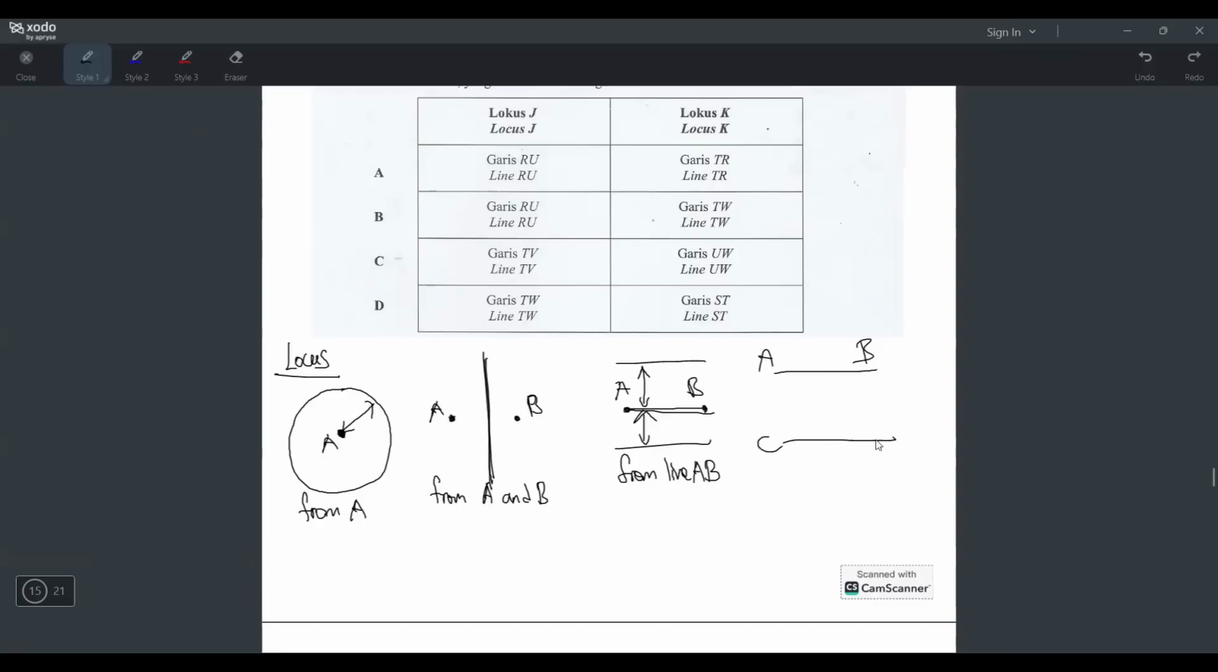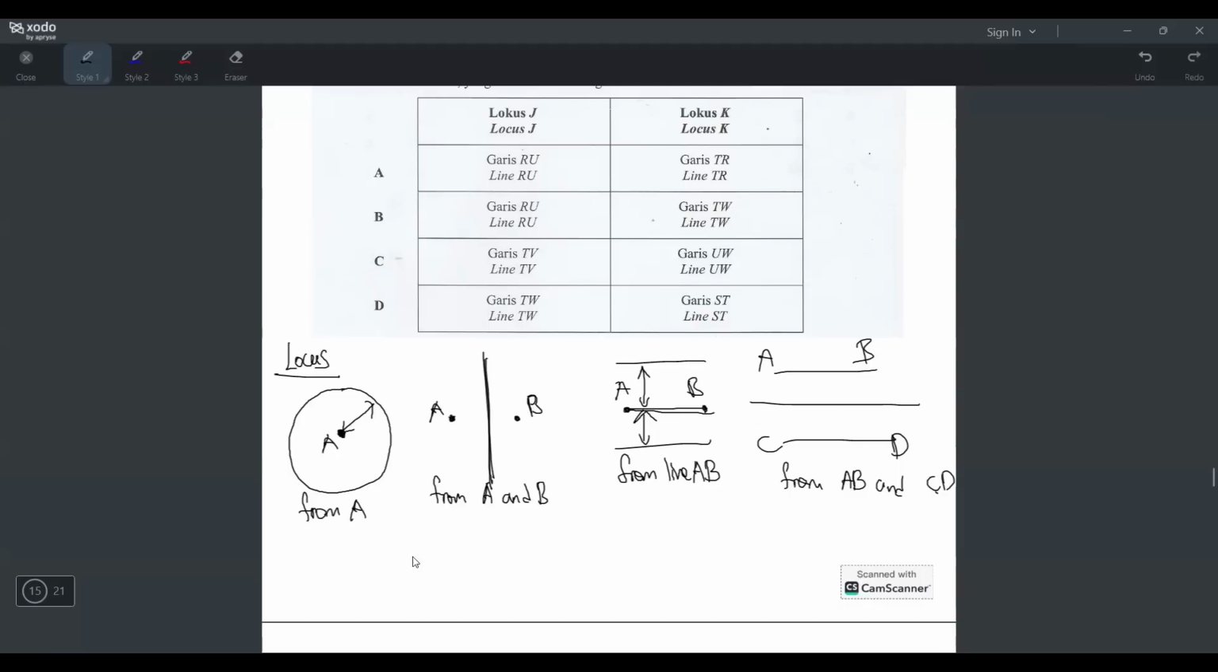Let's call this A, B, C, D. So the soalan will look like this. They will say from line A, B, and C, D. But actually, the full soalan, they will mention the word equidistant one. They will say, draw the locus, and the locus has to be equidistant from A, B, and C, D. So you will do what? Just go to these two lines, draw a line in the middle like this. Right? It has to be exactly half in the middle. Okay, so these are my notes.